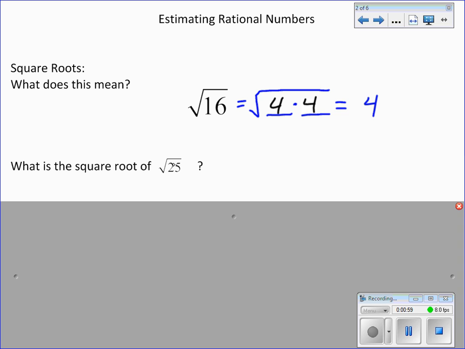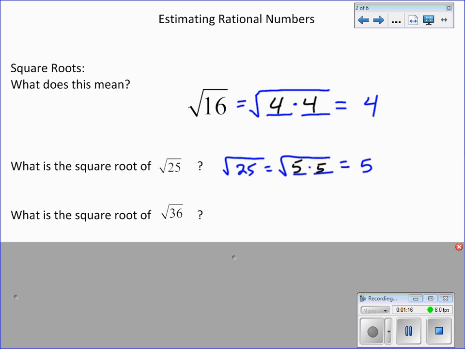We can do the same thing with the square root of 25. The square root of 25 equals the square root of what number times itself? Well, the only number that falls into there is 5, so we pull one out, and the square root of 25 is exactly 5. Same thing with 36. The square root of 36 equals the square root of what number times itself? 6 would fall in there, and we would get 6. The square root of 36 is exactly 6.